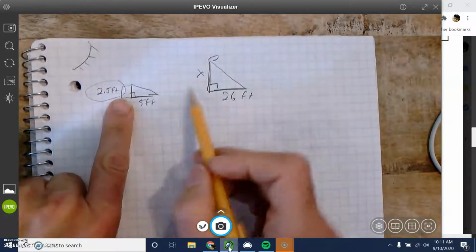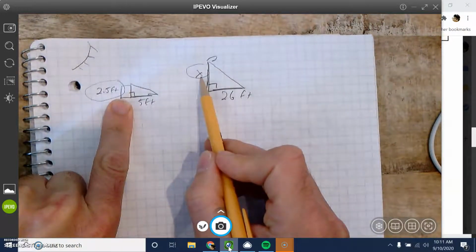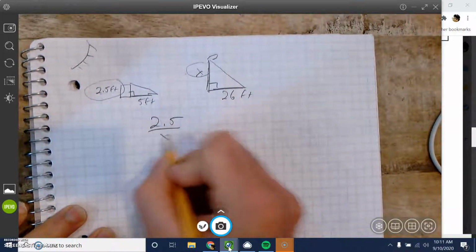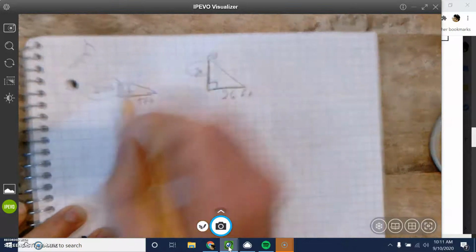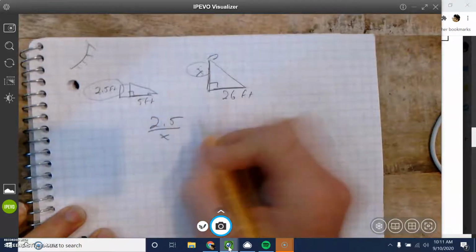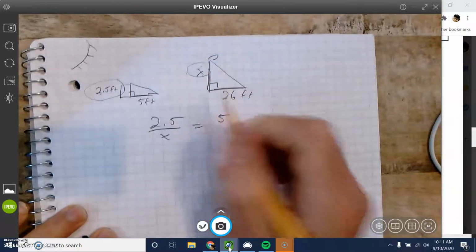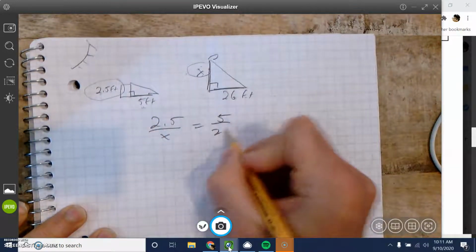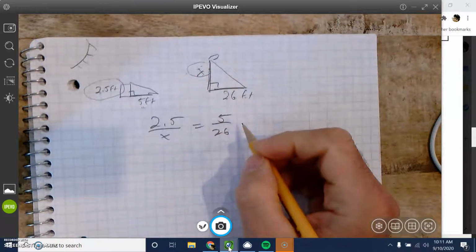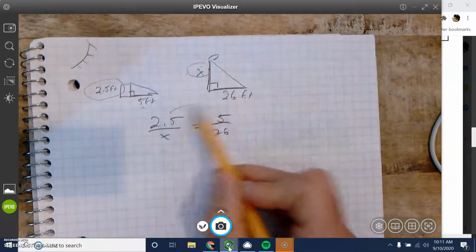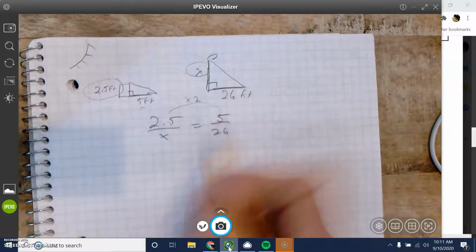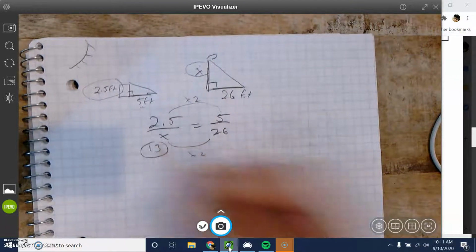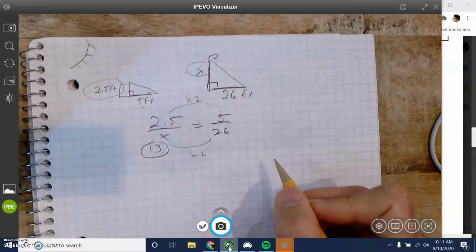So this height and the height are corresponding. So I'm going to go boom, ba boom. So 2.5 to x. Bounce back and forth. So here, then bounce back here is 5 is corresponding to 26. Got it. Ooh, this is times 2, isn't it? And so what times 2 is 26? That would be 13. So I can think about it that way.